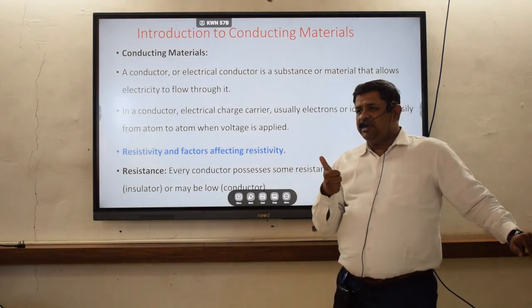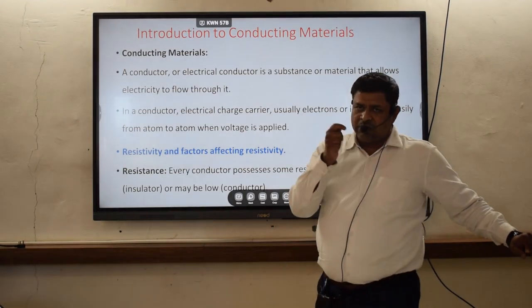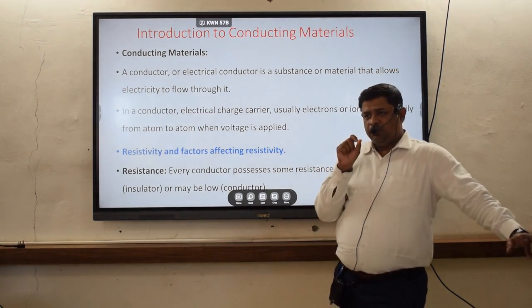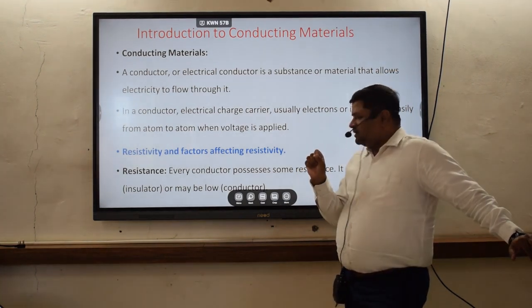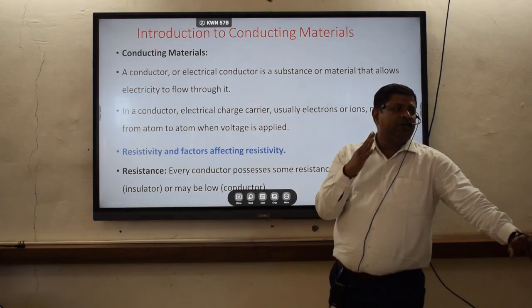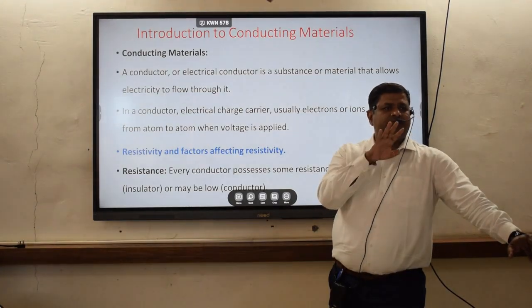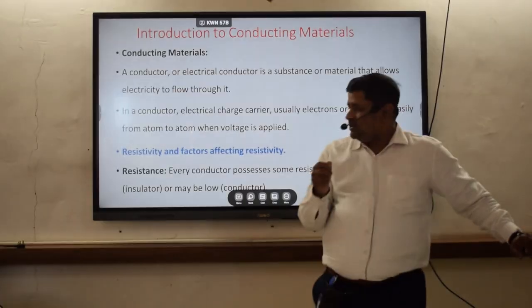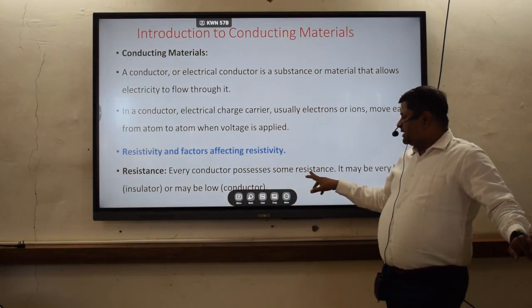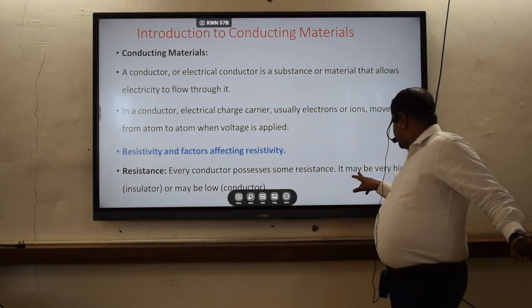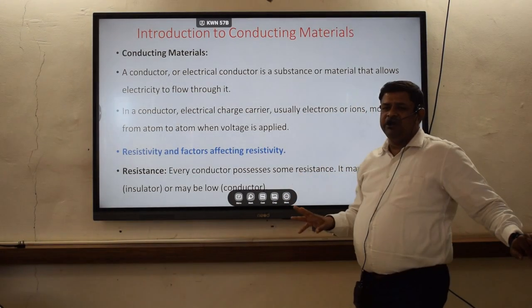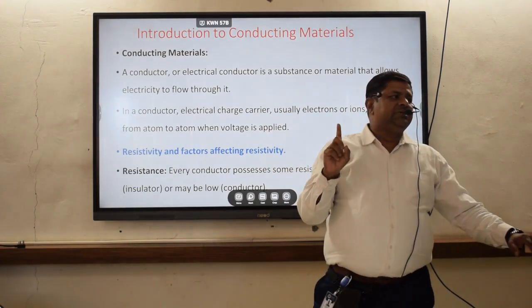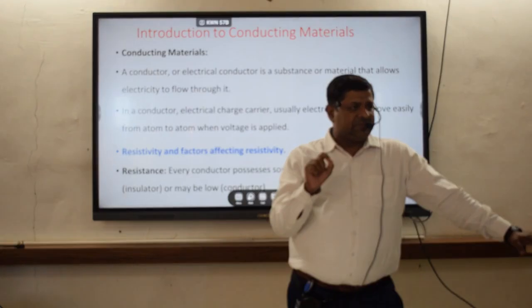Resistance means that the material is not allowing current to flow through it. That means there is an opposition, a force against the passage or movement of the current through that particular material. So every conductor possesses some resistance. It may be very high or very low. That means the conducting material always has a resistance.